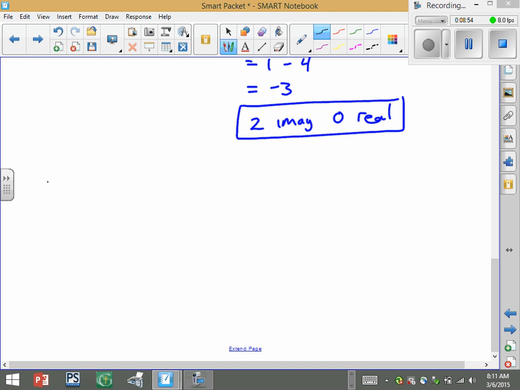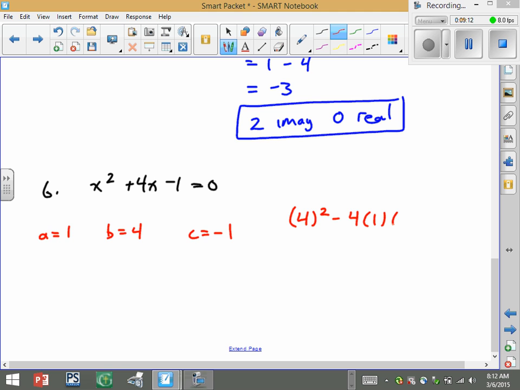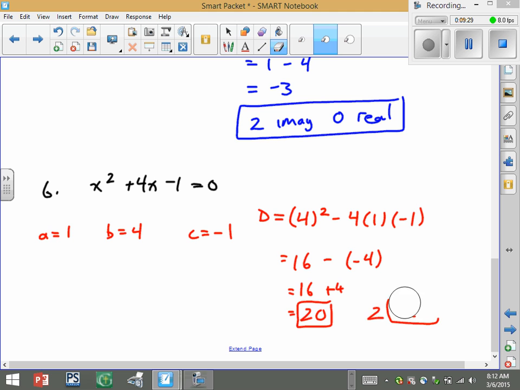And then the last example on your page there, before you try some of these on your own, x squared plus 4x minus 1 equals 0. So a equals 1, b equals 4, c equals negative 1. So b squared minus 4 times 1 times negative 1. So we have 16 minus negative 4, which turns into 16 plus 4. Right, so the discriminant was equal to all this. So it ends up being 20, which is a positive number, which tells me I have 2 real solutions. So there are 2 real, 0 imaginary solutions.